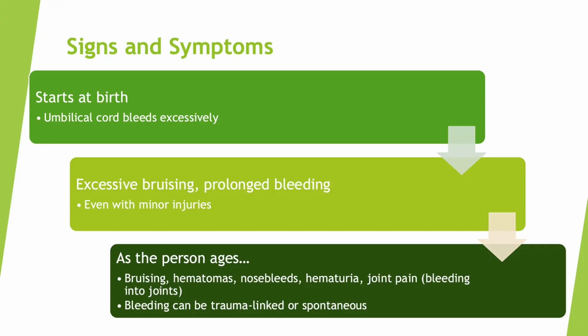The signs and symptoms of hemophilia begin at birth. The umbilical cord may bleed excessively, which is often the first indication of the condition. As the child grows, excessive bruising and prolonged bleeding occur, even with minor injuries. As the person ages, symptoms include bruising, hematomas, or blood-filled swellings, nosebleeds, hematuria, or blood in the urine, and joint pain from bleeding into the joints. This bleeding can be trauma-linked or can occur spontaneously without any apparent cause.